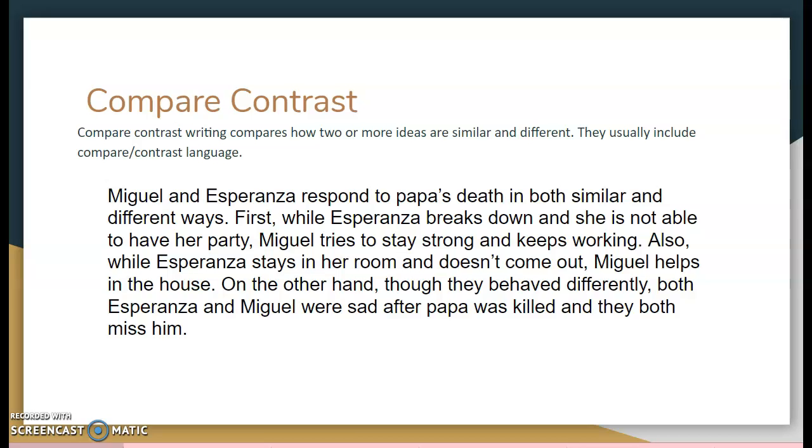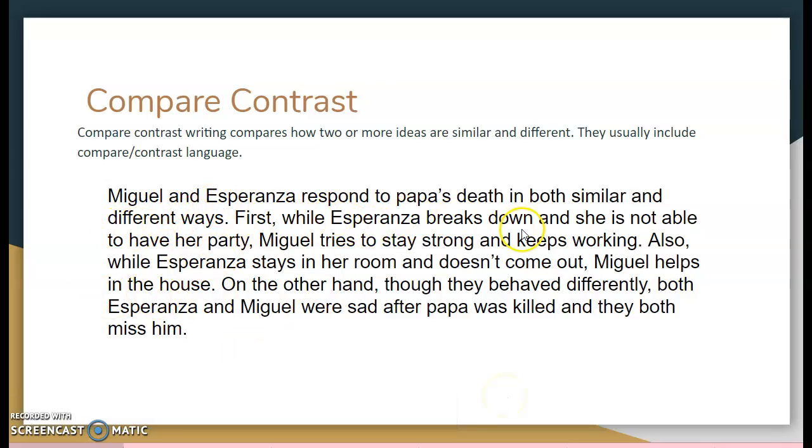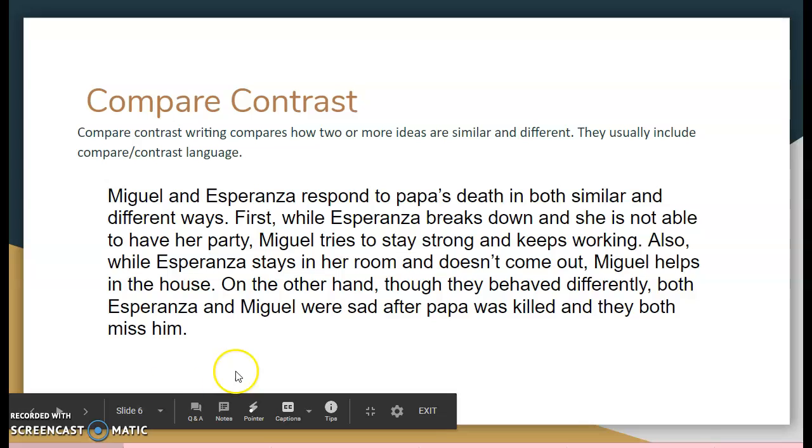And a compare contrast uses two or more ideas that are similar and different. So in this example, I wrote about Esperanza and Miguel and how they respond to Papa's death. So Esperanza breaks down, she's not able to have her party, but Miguel tries to stay strong and keeps working. Also, while Esperanza stays in her room and doesn't come out, Miguel helps in the house. On the other hand, they both behaved differently. Though they both behaved differently, both Esperanza and Miguel were sad after Papa was killed, and they both miss him. So it talks about how they're both the same and both different.